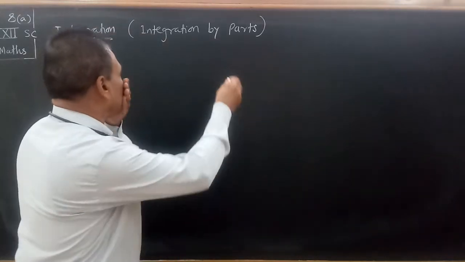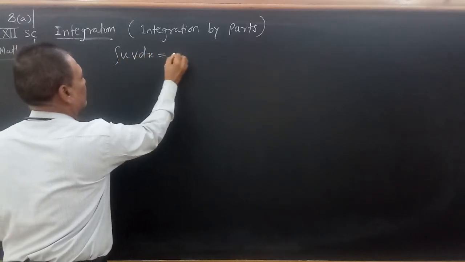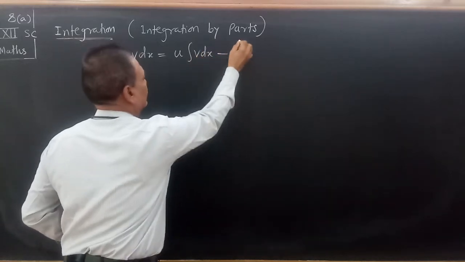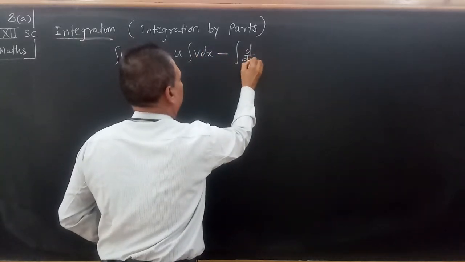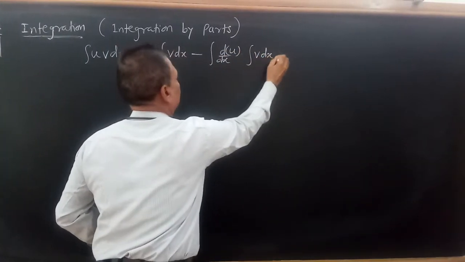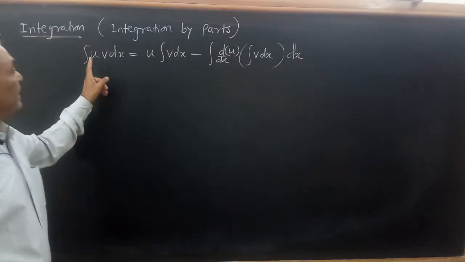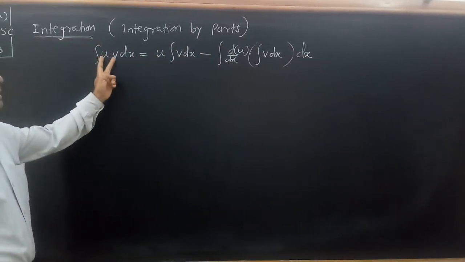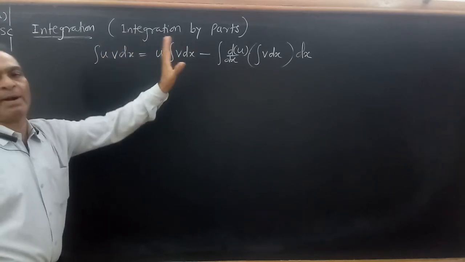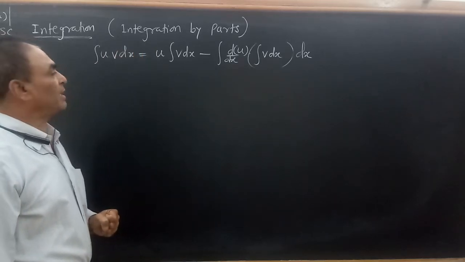Okay, so the rule is like this: integration of u v dx is equal to u times integration of v dx minus integration of derivative of u times integration of v dx, into dx. If the integrand is the product of two different functions, at that time use the integration by parts rule or method. This is one of the important methods in integration.